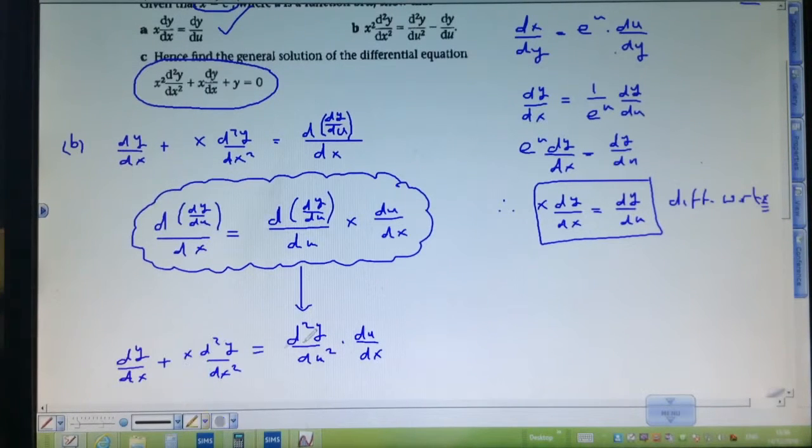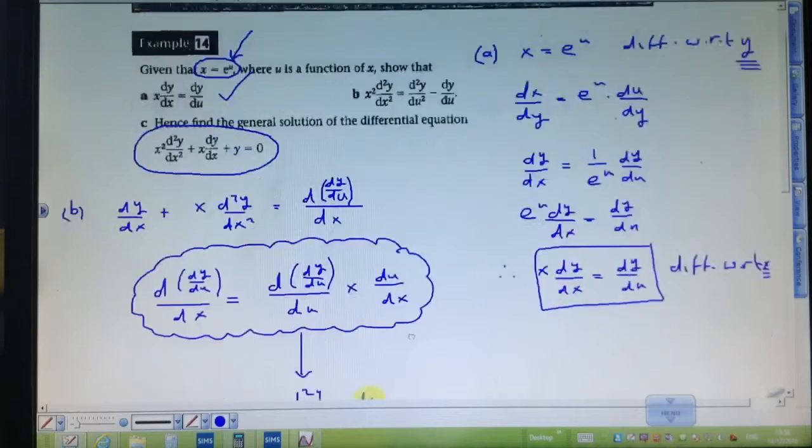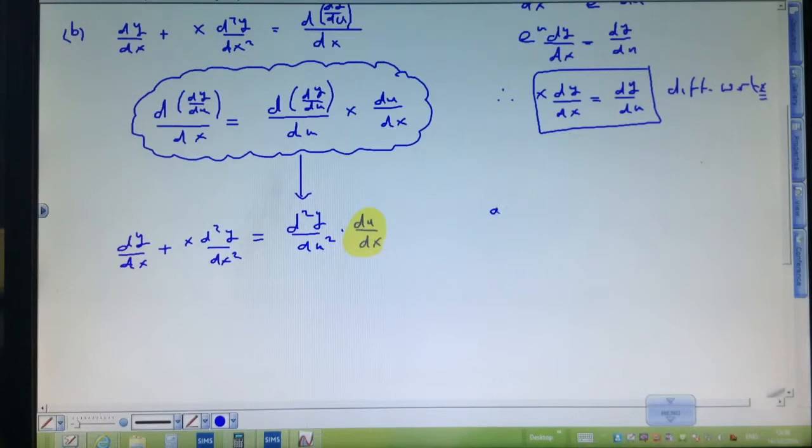Now the next problem we hit is we're trying to find what du by dx is. Well, if we go back to the beginning, you realise that x equals e to the u. So as x equals e to the u, we're going to differentiate this with respect to u is probably best, so you end up with dx by du.